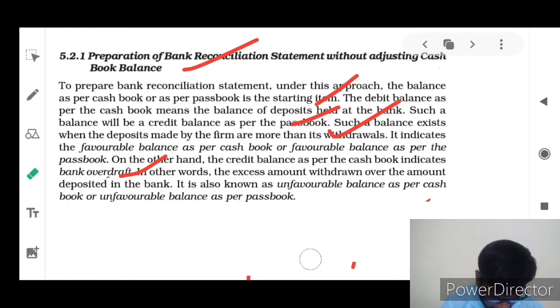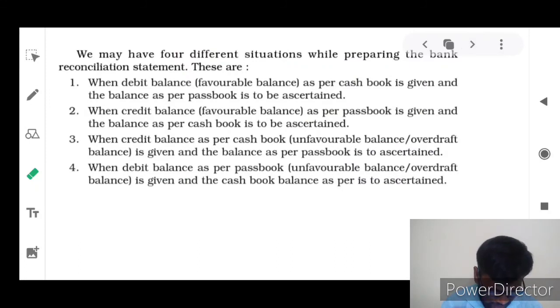In other words, the excess of amount withdrawn over the amount deposited by the bank. What I told you already, 1,20,000 is available. See, 1,10,000, but you need 1,20,000, 10,000 more you need. So that also is a cause for unfavorable balance. Then you know the difference between favorable and unfavorable balance. And we may have four different situations while preparing the bank reconciliation statement. So what are those four different situations?